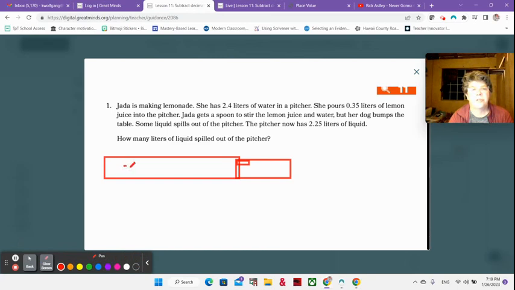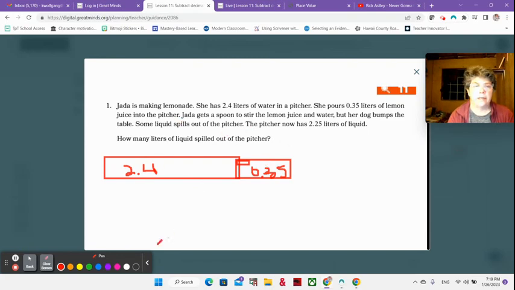So we have 2 4/10 liters of water, and we have 3/5 liters of lemon juice. So we need to figure out how much we have all together. So we're going to be adding these two decimals together.